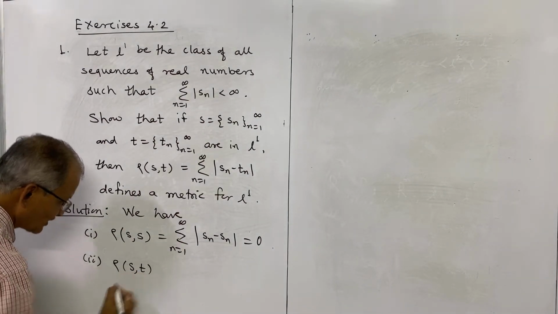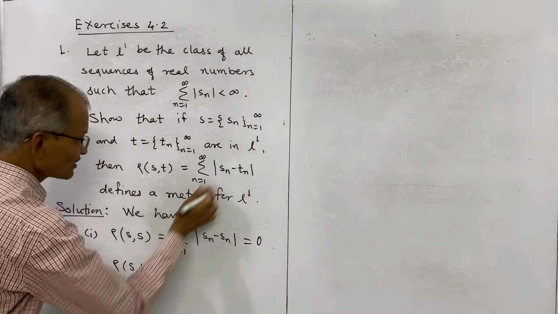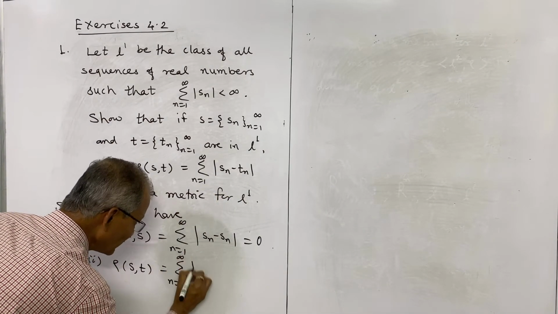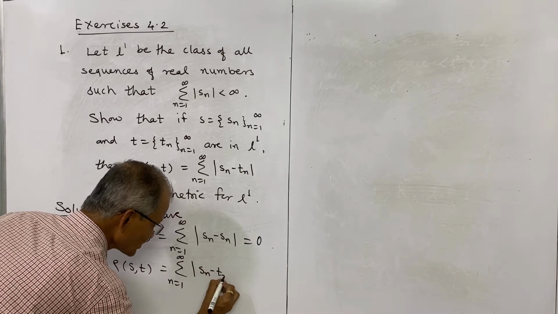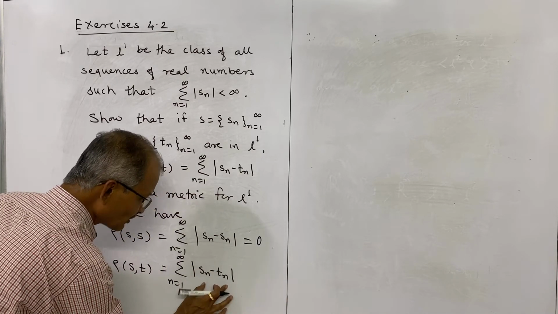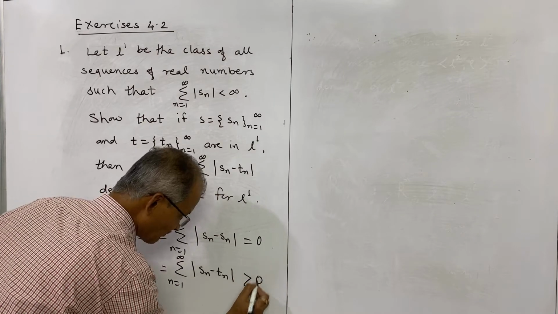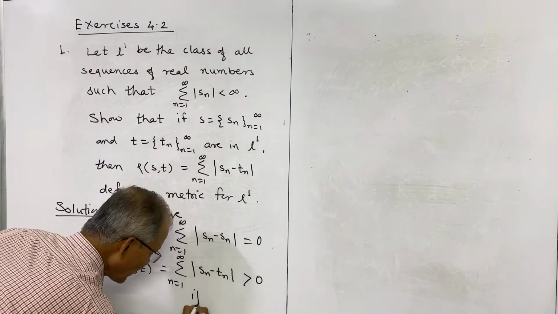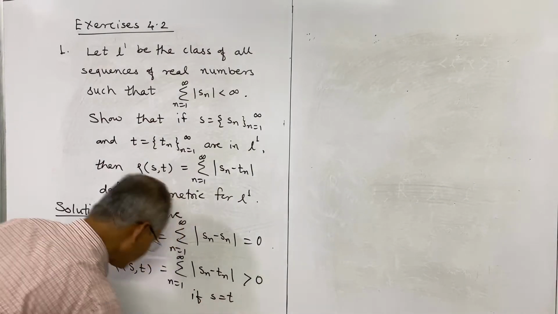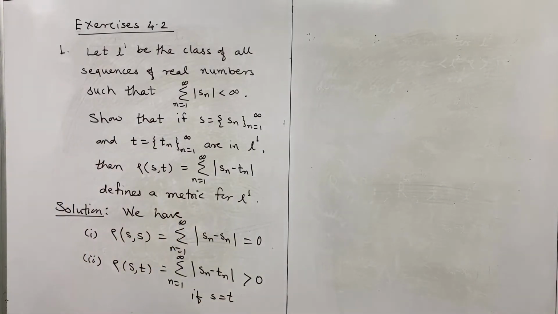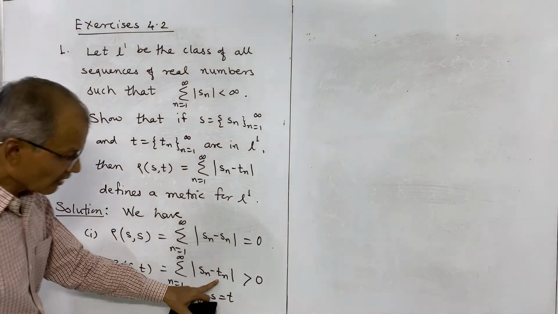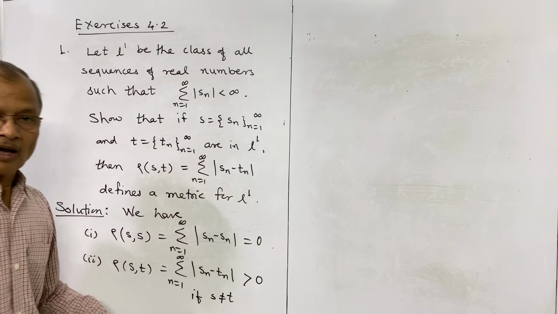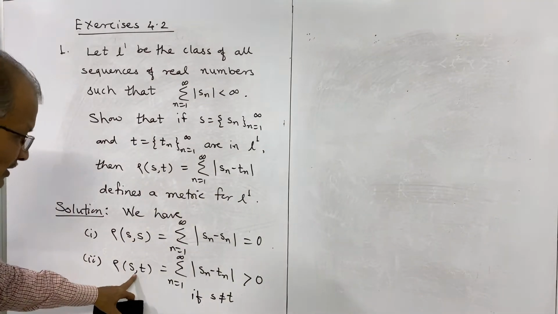Rho of S and T, with the same definition, is the summation over n from 1 to infinity of the absolute value of Sn minus Tn. This is greater than 0 if S is not equal to T, and therefore the second property is satisfied.